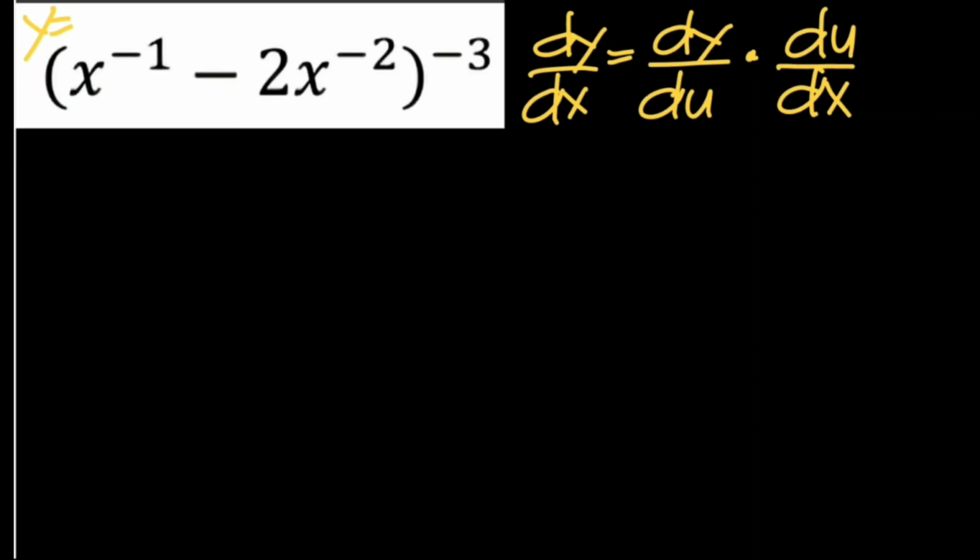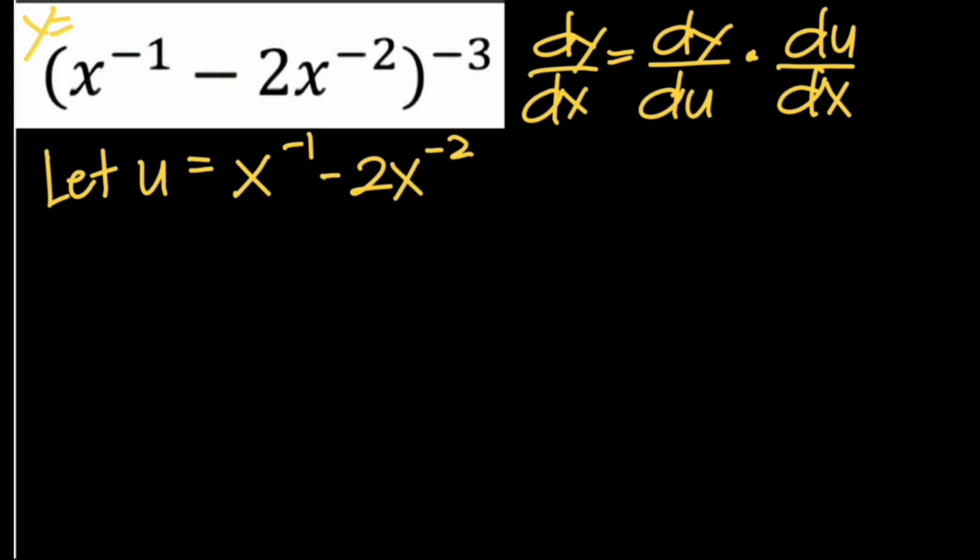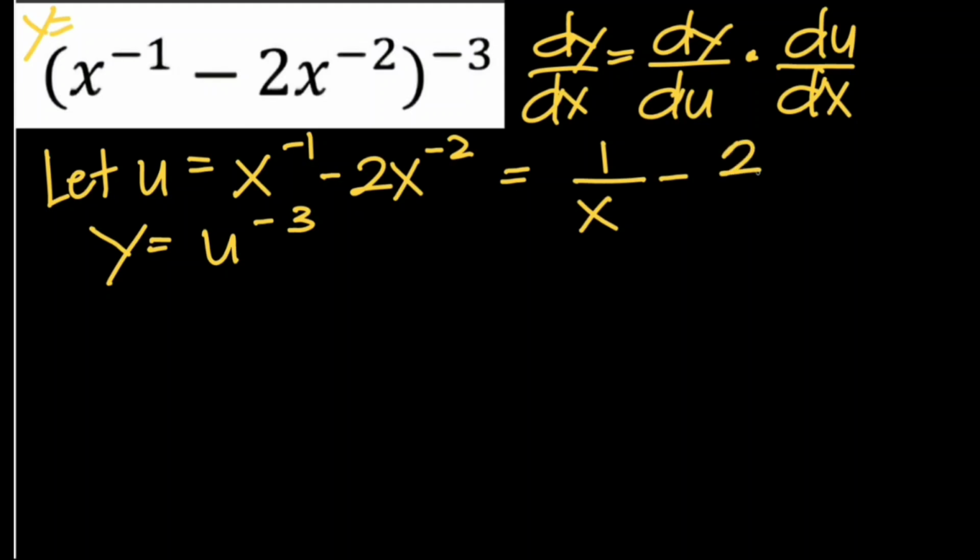Again we choose for u. We let u be equal to x to the negative 1 minus 2 times x to the negative 2. So our function becomes y equals u to the negative 3. And actually, u here can be written as x to the negative 1, which is just 1 over x, minus 2 times x to the negative 2, which can be written as 2 over x squared.